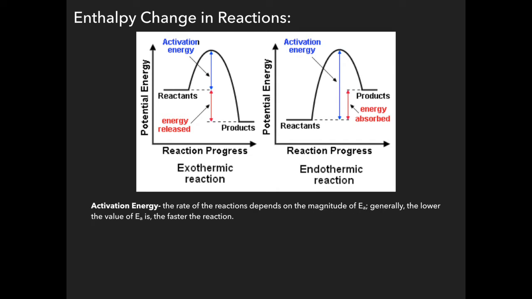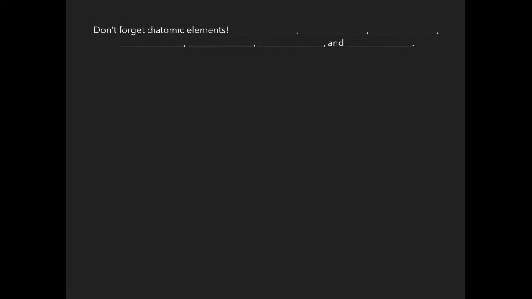That is your reverse activation energy. And just to remind you, if the activation energy is large, then that means that the rate is going to be slow. So the rate of reaction depends on how big the activation energy is. The first type of reaction we're going to look at, two in this video, is going to be our combustion reactions.